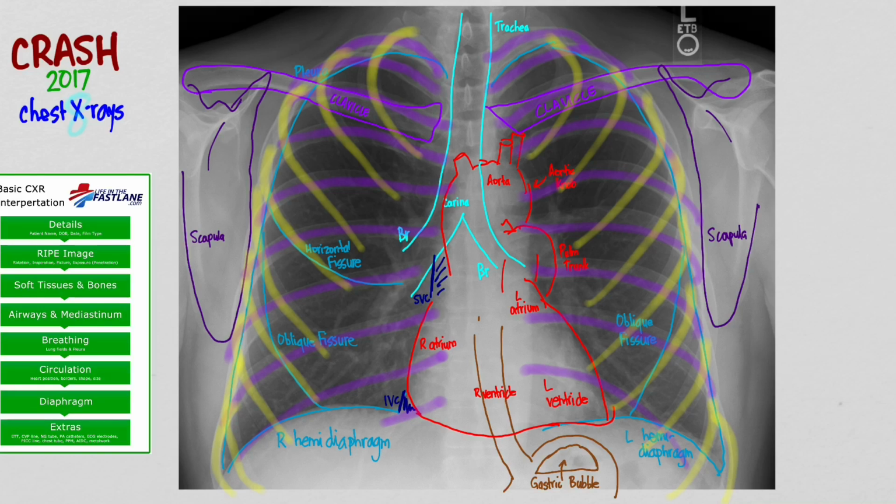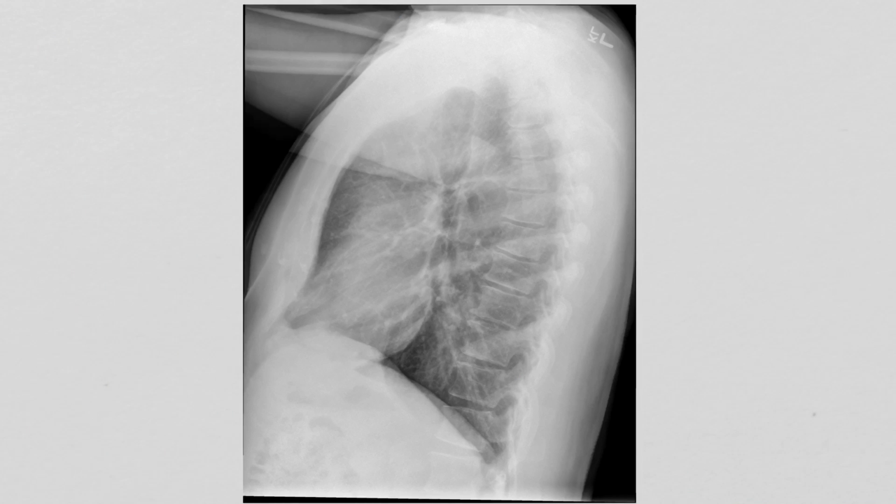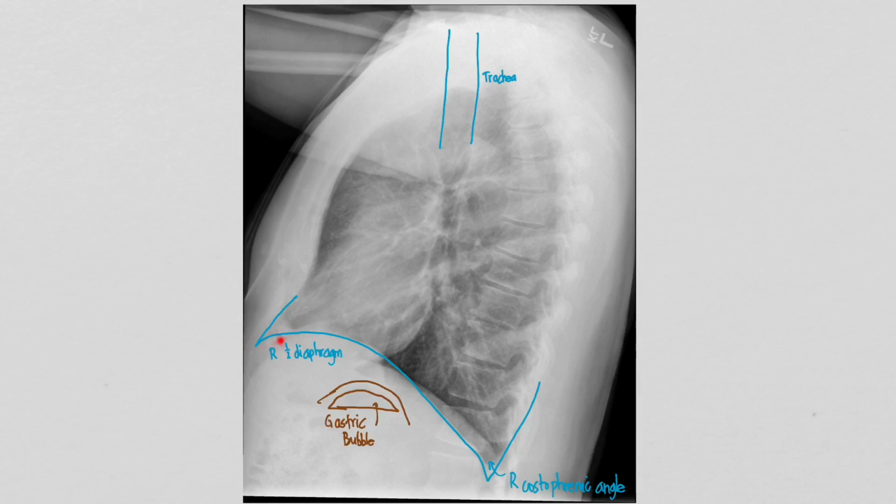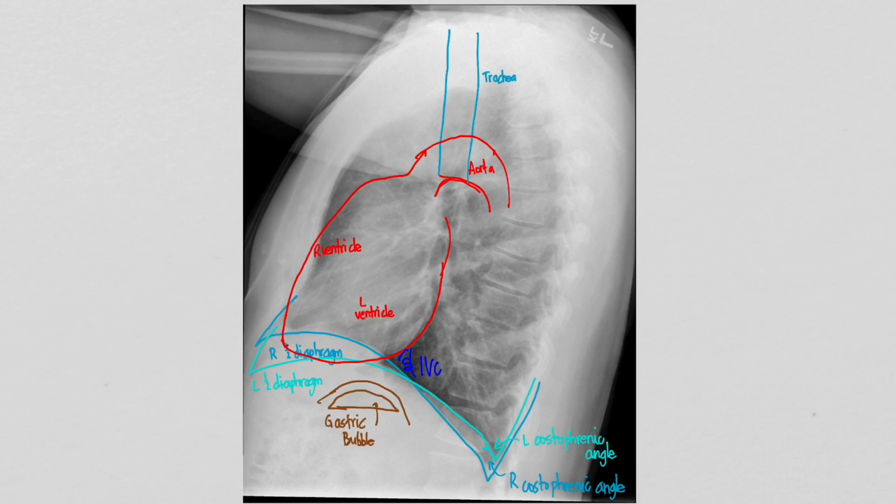Now let's go to the lateral view. And so here's our lateral view. We've got the trachea here. I'm not going to outline these, but these are the arms sticking out in front of the person, just to try to keep this cleaner. You've got your gastric bubble. The right hemidiaphragm here, remember this one goes up higher than the left, and this is your right costophrenic angle. And you've got your left hemidiaphragm, remember that one goes a little bit lower, and you've got your left costophrenic angle as well. And then we've got the heart, right with the right ventricle here, the left ventricle, and the aorta. Sometimes you could see the inferior vena cava here as well.